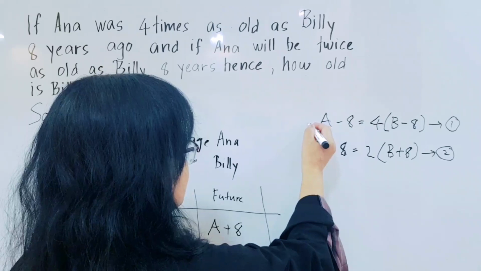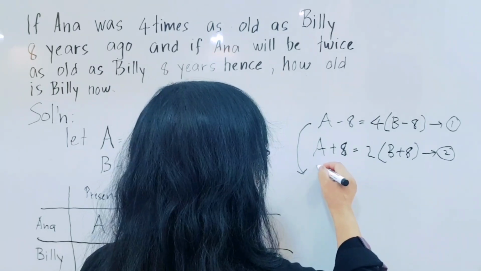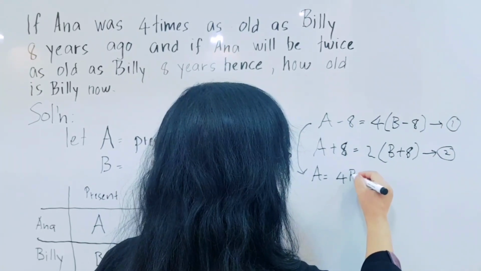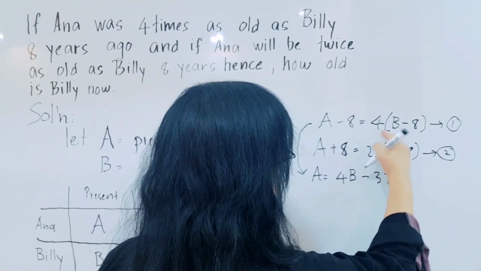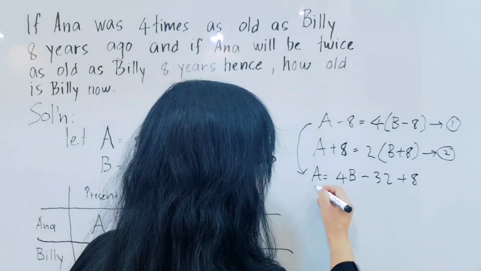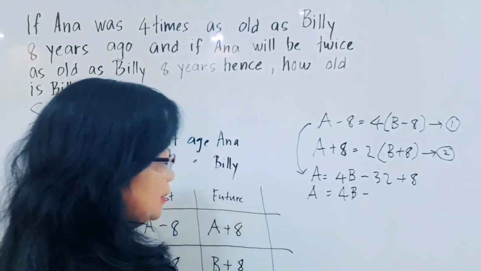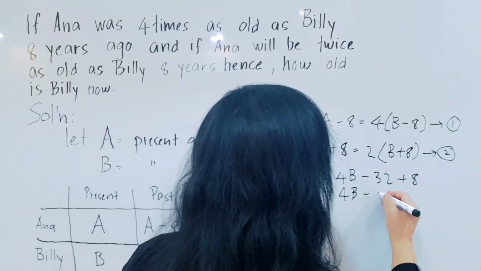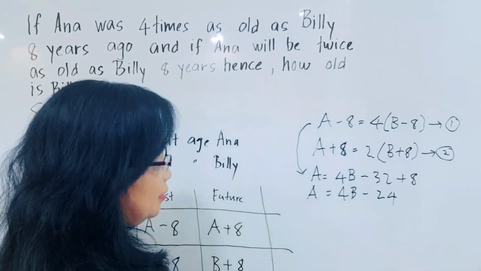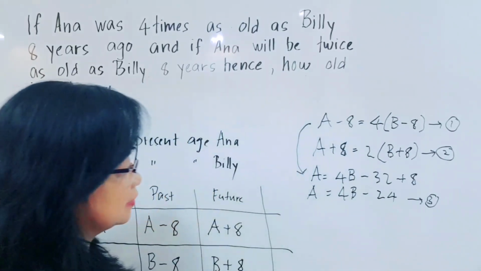Therefore, we can simplify the first equation or the second equation, it's up to you. If I simplify this one, I will let A be equal to, transferring this to the other side, 4B minus 32, because 4 times 8 is 32, plus 8. Simplifying this one, A is therefore equal to 4B minus 32 plus 8, which is equal to how much? 24. It's 24. So we have equation 3.